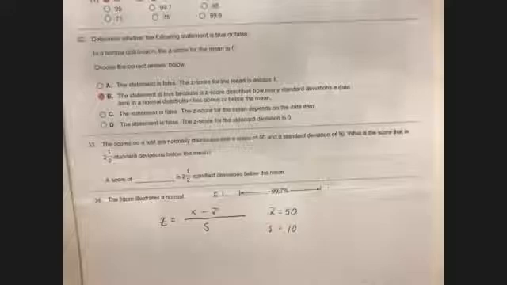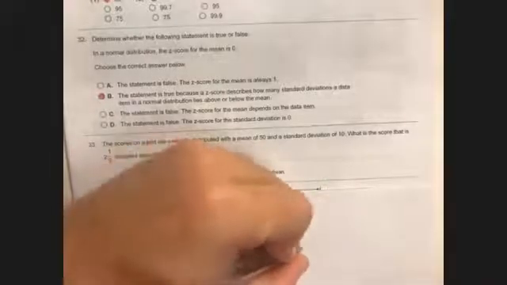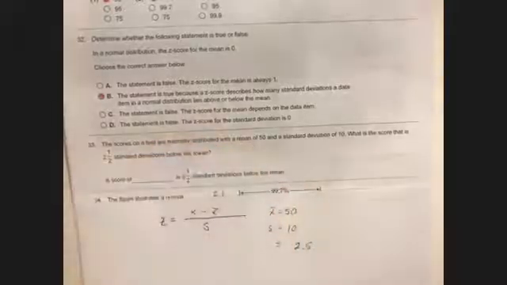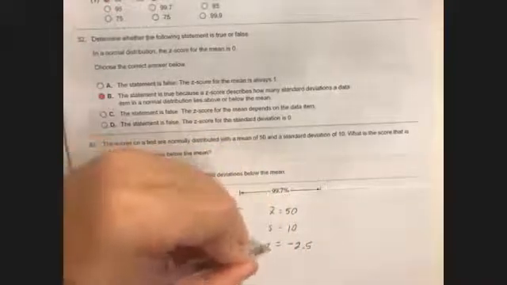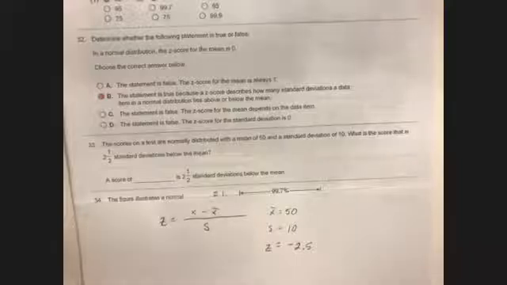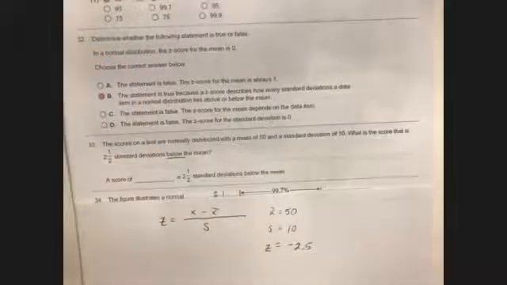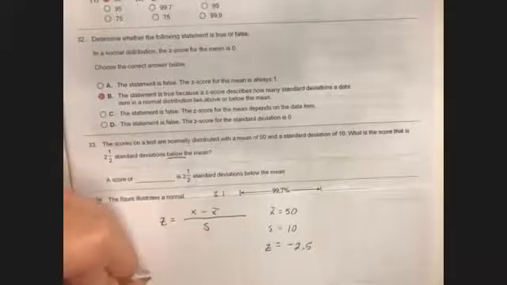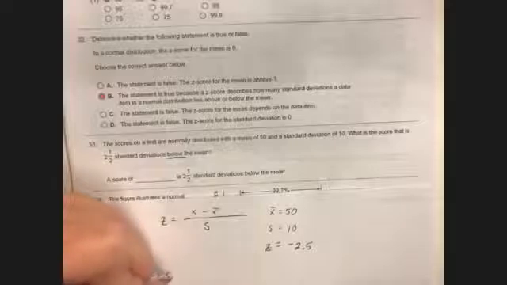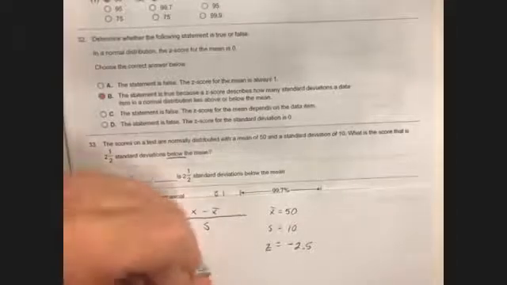Then this says, what is the score that is 2.5 standard deviations below the mean? Well, 2.5 is 2.5, and if it's below the mean, then it's negative. So that's my z-score. Below the mean means negative. 2.5 is just 2.5. So I'm going to solve this for x. Minus 2.5 equals x minus 50 over 10.